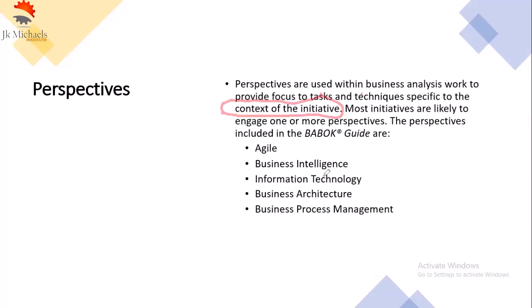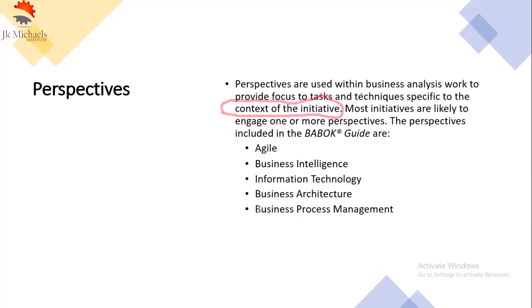We have about 5 perspectives. Number one, we have agile, right? Number two, we have business intelligence. Number three, we have information technology. Number four, we have business architecture. Number five, we have business process management. I'm going to give an example of each and every one of them.